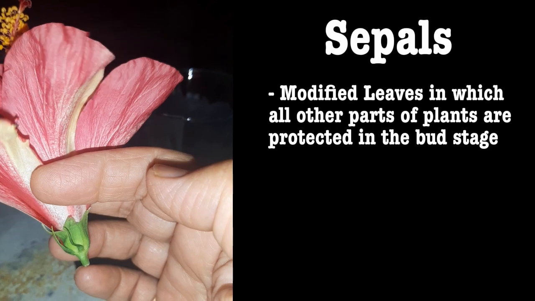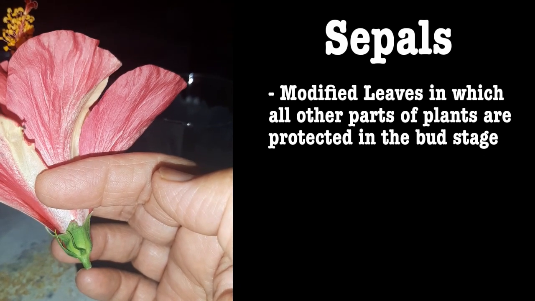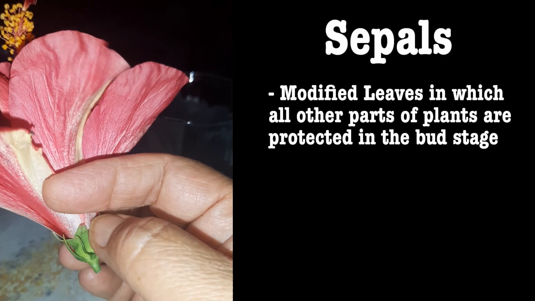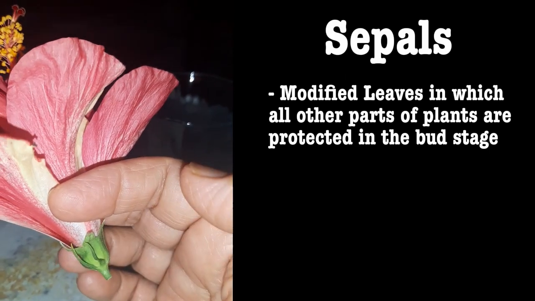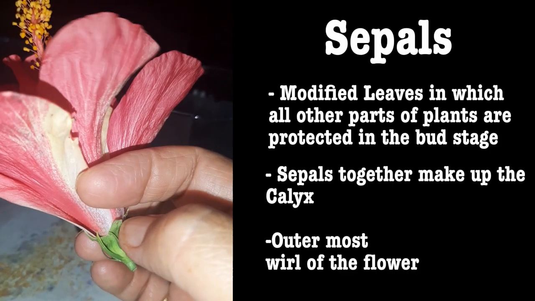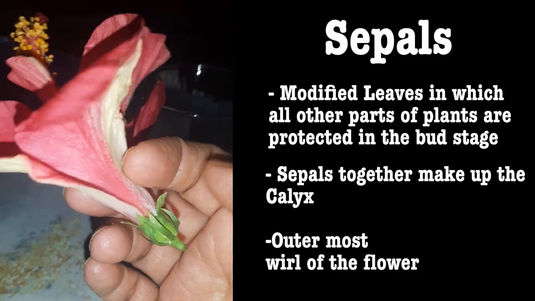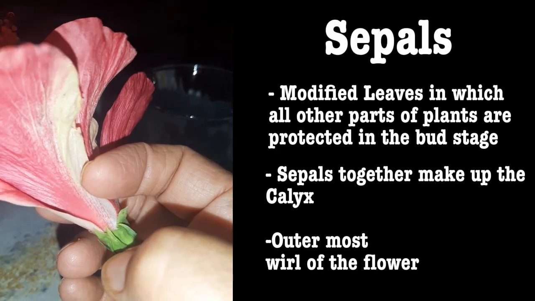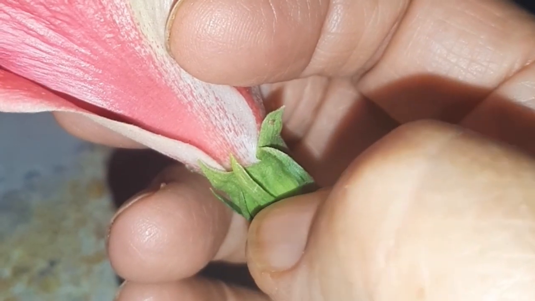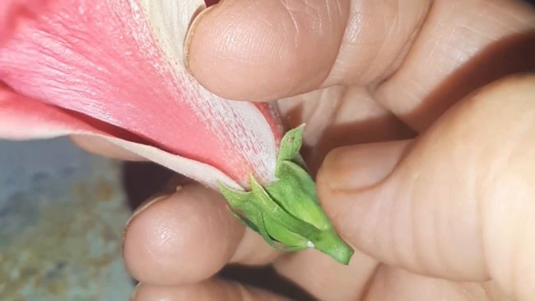Now as you can see, this green part, these are the sepals. These green parts are actually modified leaves in which all the other parts of the flower are protected when it is in the bud stage. All these sepals together make up the calyx. These sepals are usually the outermost whorl of the flower, but some flowers have another whorl of floral leaves outside the sepals. This is called the epicalyx.